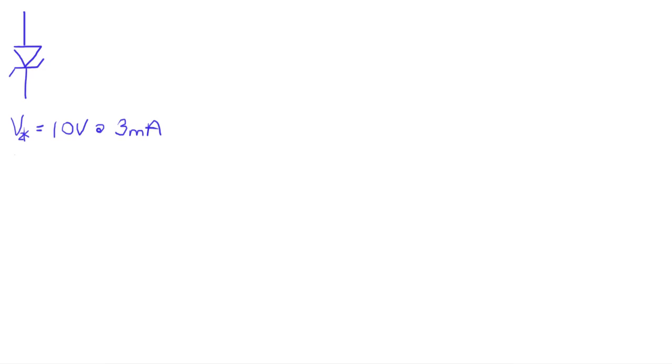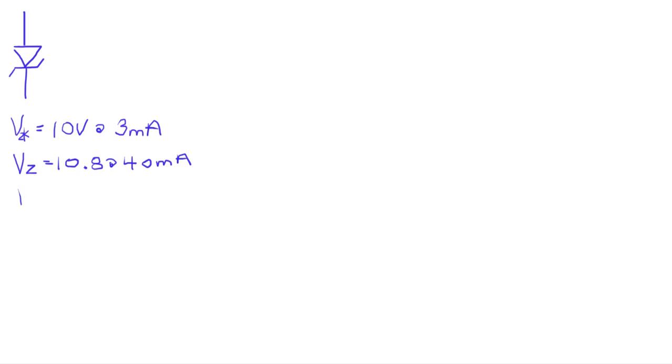Okay, and then you'd have two other voltages listed. There'd be VZ. This is its rated voltage, and I don't know, this could be 10.8, and that would be at some higher current value. For the sake of this video, let's call it 40 milliamps.